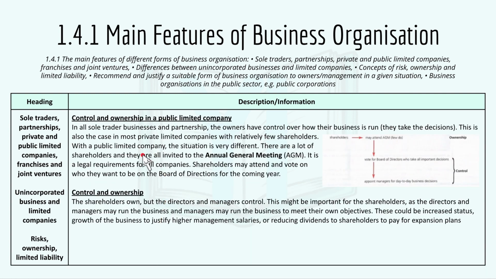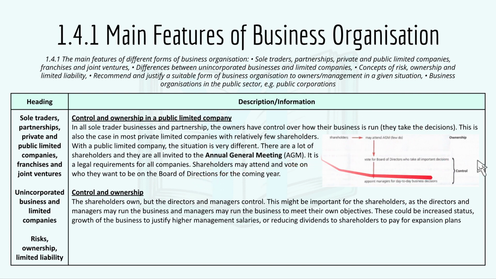Then we have control and ownership in the public limited companies. In all sole trader businesses and partnerships, the owners have control over how the business is run, and basically they take the decisions. And this is also the case in most private limited companies with relatively few shareholders. And with a public limited company, the situation is very different. There are a lot of shareholders and they are all invited to the annual general meeting, or the AGM for short. It is a legal requirement for all the companies, and the shareholders may attend and vote on who they want to be on the board of directors for the coming year.